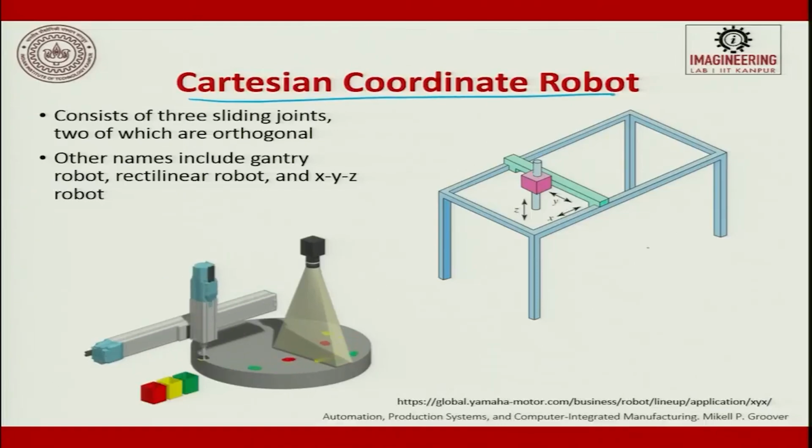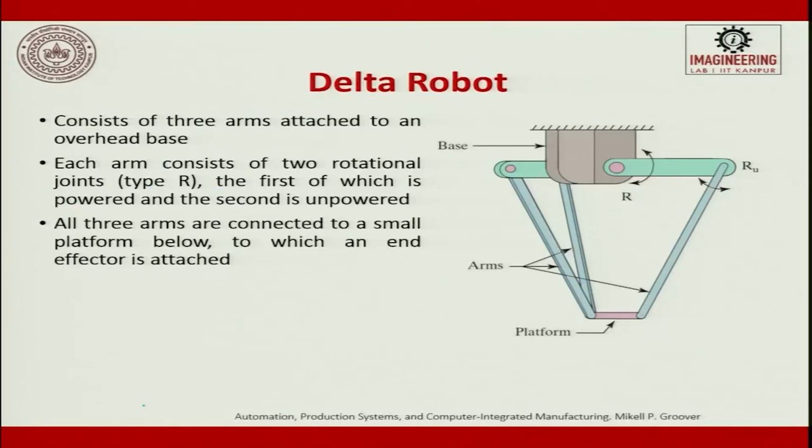This is a Cartesian coordinate robo where we will have 3 linear joints, x axis, y axis and z axis. So, all the 3 are linear. So, the work volume what it generates will also be linear. Rectilinear robo and XYZ all are linear joints. So, this is basically used again for pick and place depending upon the sorting.